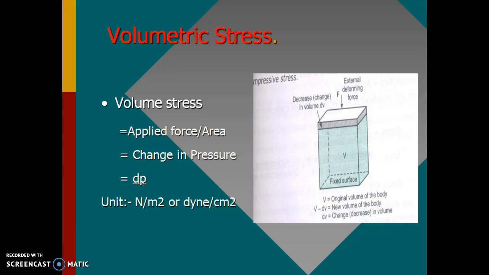Second type is volumetric stress. Volumetric stress is when the external force applied changes its volume, then it is called volume stress. So volume stress is equal to applied force upon area, and that applied force is nothing but change in pressure, and it is denoted by dP. And the unit is again Newton per meter square or dyne per centimeter square.